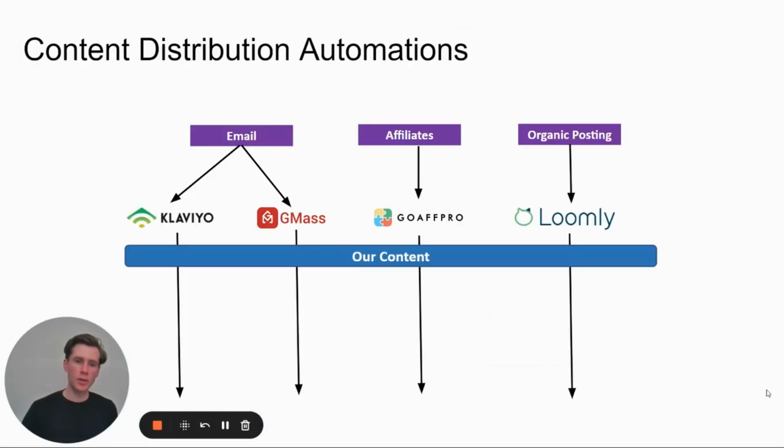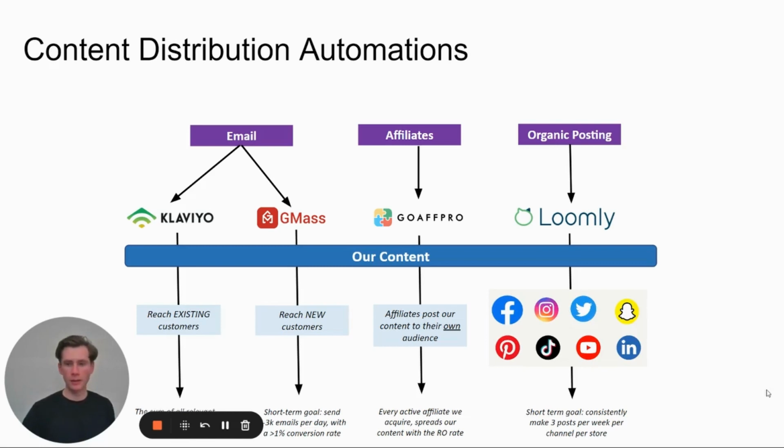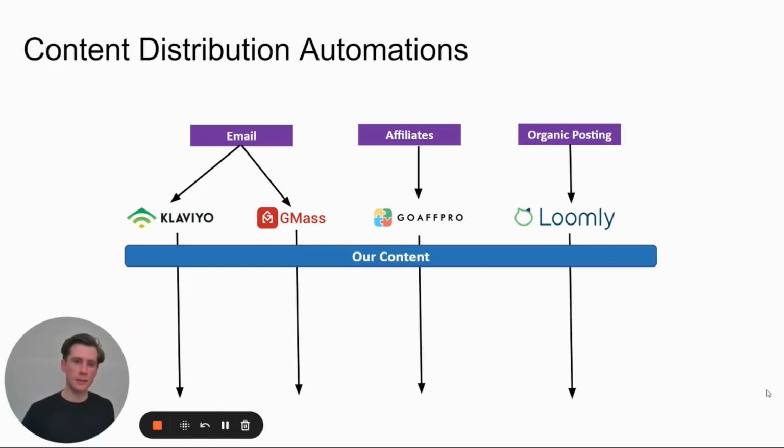Finally, content distribution. Again, I have a few different videos on that. And again, this is just the way we do it, and there are many other ways to do it. For email, for example, we distribute our content through Klaviyo to existing customers and new customers. If we have a list of new customers for whatever reason, we use Gmail. Those are two powerful tools to automate your email outreach. Again, not going into too much detail here. Check out the video if you want the full breakdown.